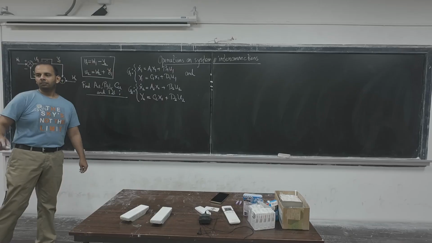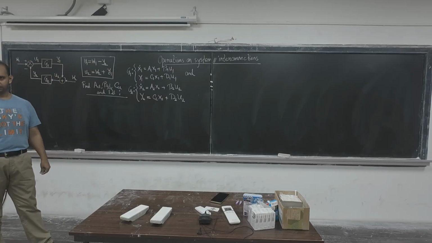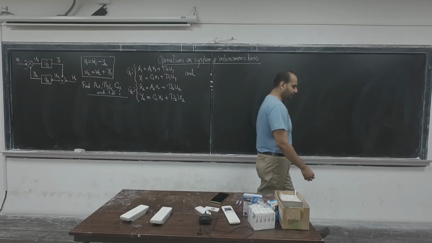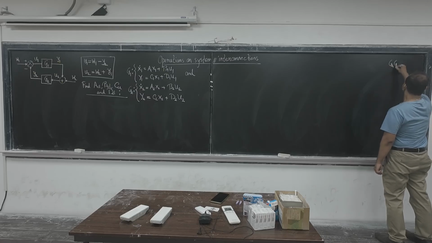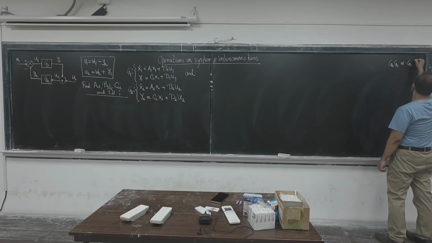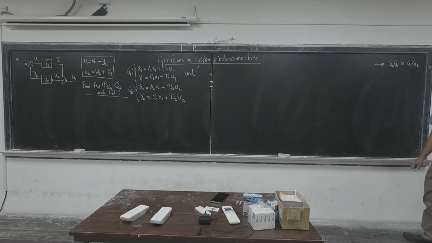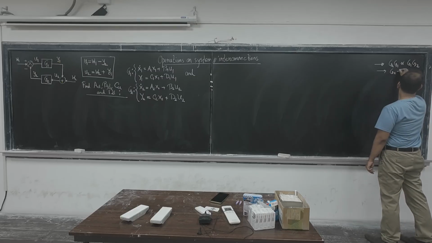If you remember, one day we started this topic, that is operation on system interconnections, right? Because in many places you will have to handle interconnections. Like one is G2, G1 or G1, G2. There is a cascade or series. Sometimes it may be a completely parallel interconnection. So that representation will be G2 plus G1.